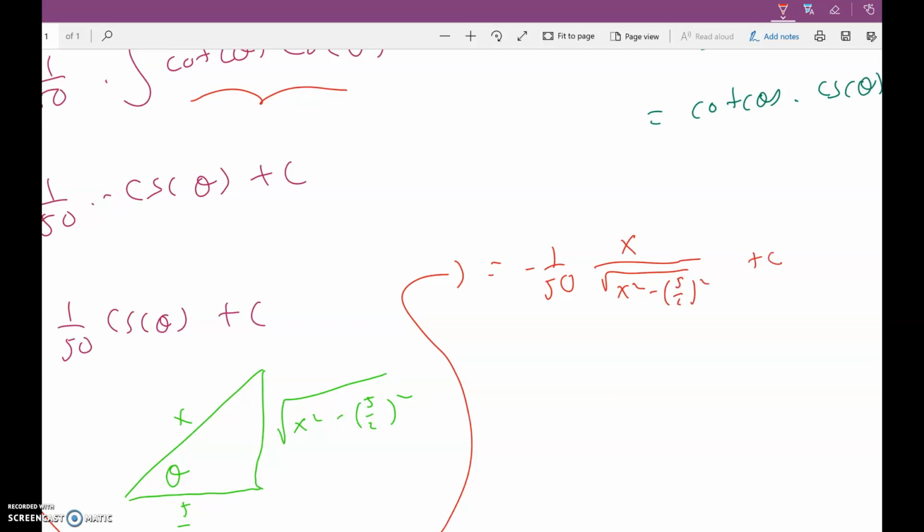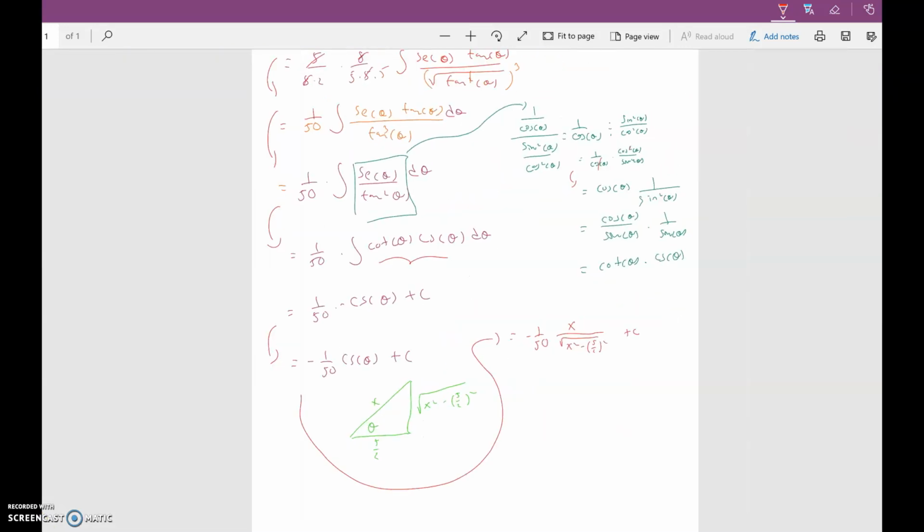And then don't forget the plus c. That's going to be our final answer for this one. It turned out to be messy.